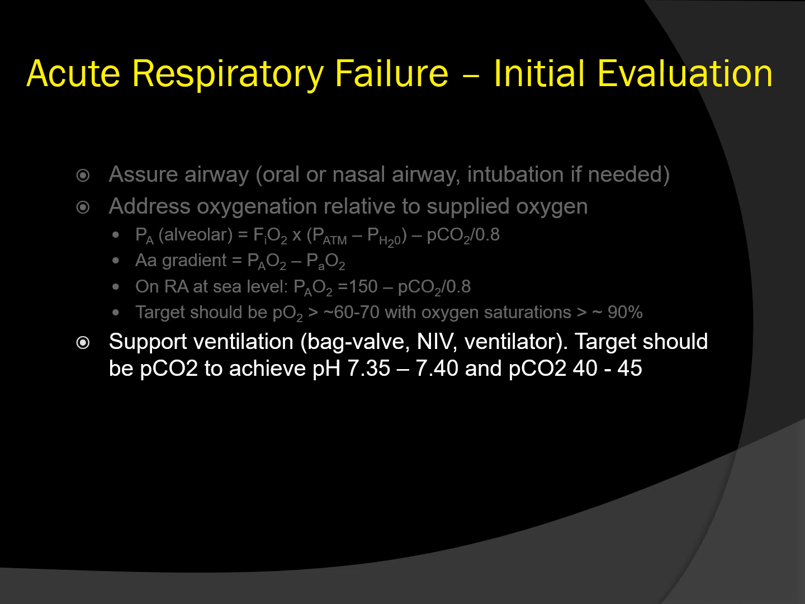So our next part of initial evaluation and management of a patient with acute hypoxic respiratory failure is to support ventilation. We can use bag valve ventilation if necessary, non-invasive ventilation, or even a ventilator if they are intubated. Our target should be a PCO2 to achieve a pH of 7.35 to 7.4. Now that in a normal person could be a normal PCO2 or a slightly higher PCO2, but not every patient needs to have PCO2s near normal.